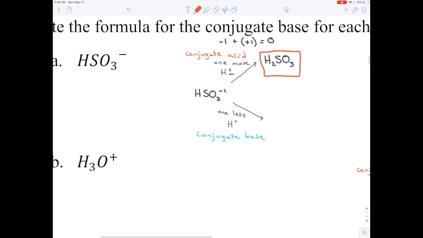Okay, let's try to find the conjugate base. So we take the molecule they give us, HSO3 minus. We want to subtract an H and subtract a plus 1 from the charge.